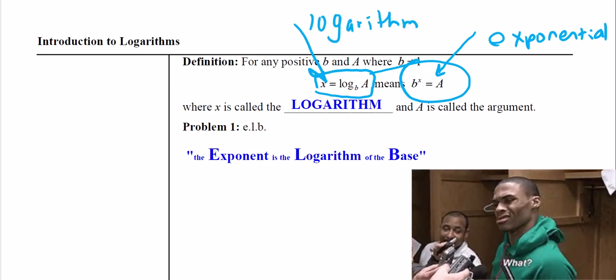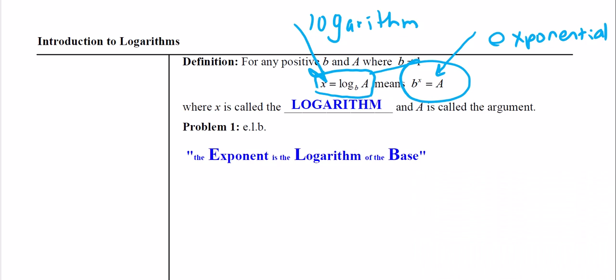Now, this a right here has a special name, and that a is called the argument. We say that this b right here is the base of the logarithm. So we can have multiple kinds of logarithms with different kinds of bases. We can have log base 2, log base 10, log base e.